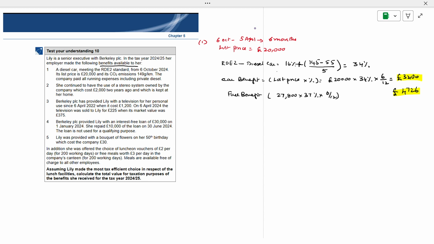Now, have they given any market price for this? No, sir. Okay, 2 years. They have mentioned it for 2 years. Now she has used a stereo system for 2 years.